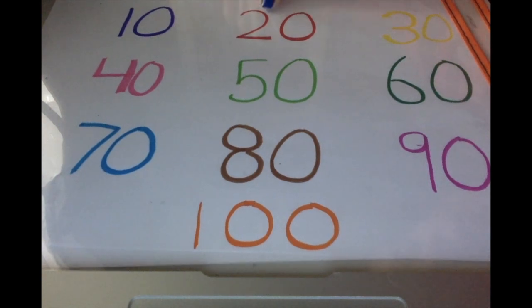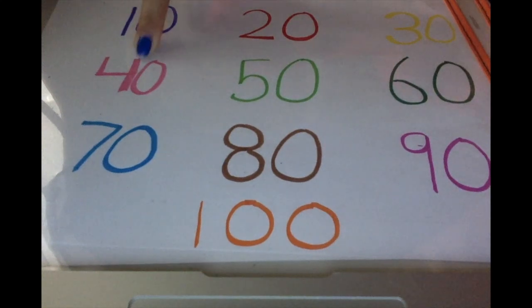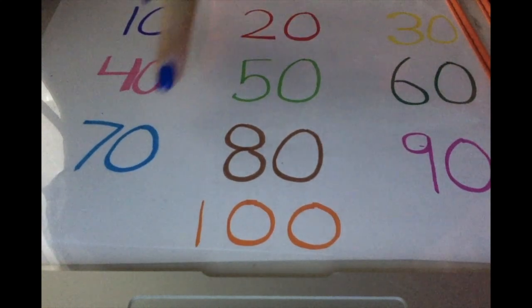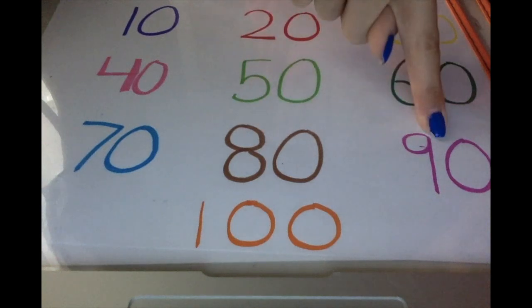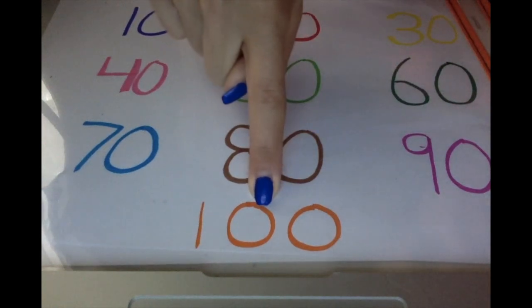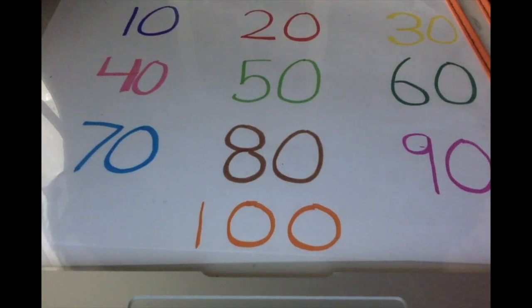There's 10, 20, 30, then 40, 50, 60, 70, 80, 90, and then 100, counting by tens.